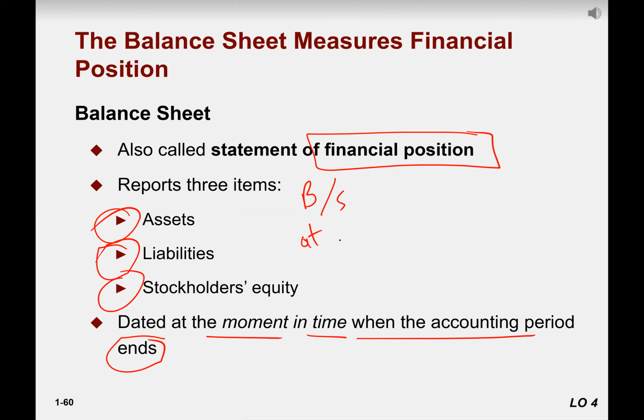So current assets, their life is equal to or less than 12 months or 1 year. If the life of an asset is less than or equal to 1 year, we call this a current asset. Right, guys? The second part is: or within the business operating cycle, if it's longer than 1 year.